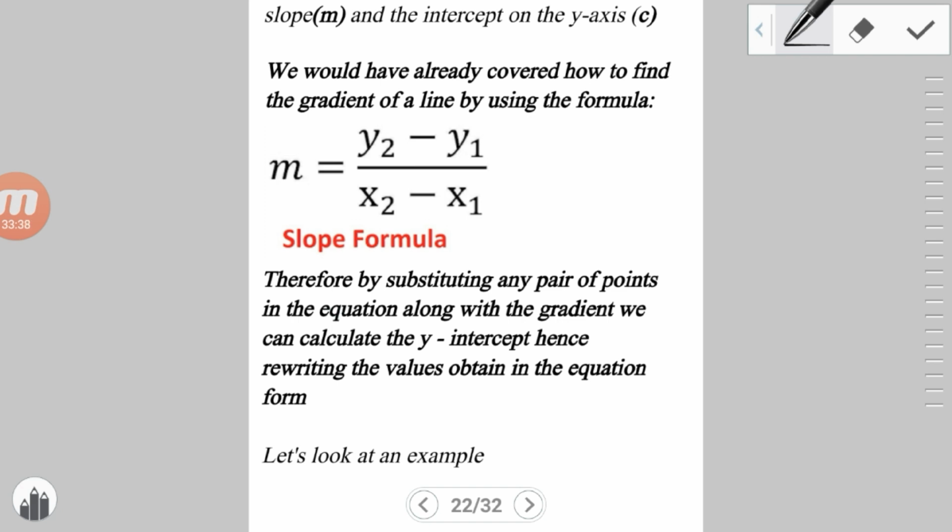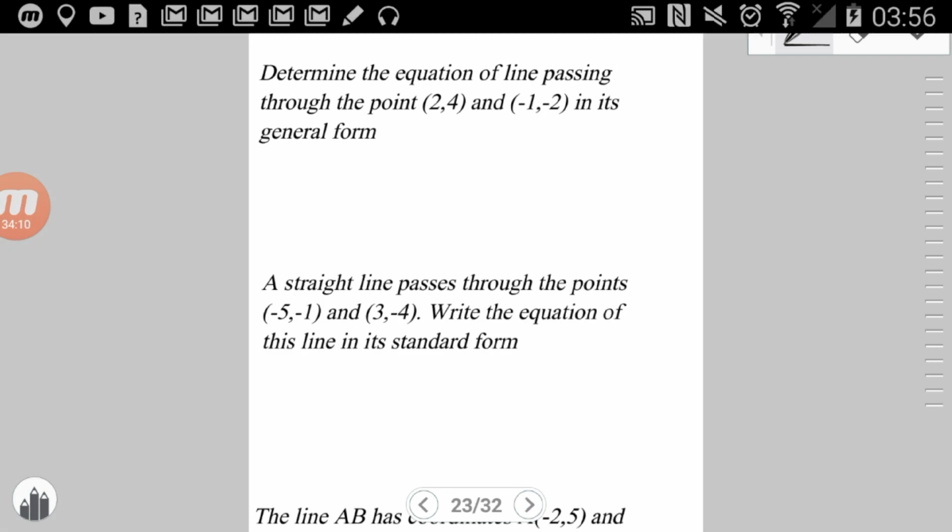So therefore, by substituting any pair of points in the equation along with the gradient, we can calculate the y-intercept, hence rewriting the values obtained in the equation in the form y equal mx plus c. So we are looking for m, and of course, once given m, we can take any pair of points, which is x1 and y1, and plug it into the equation to find the equation of the line. Let's look at some examples.